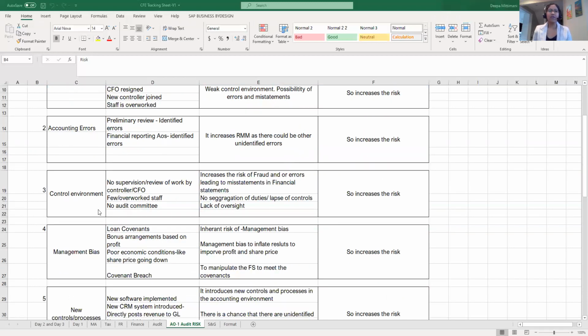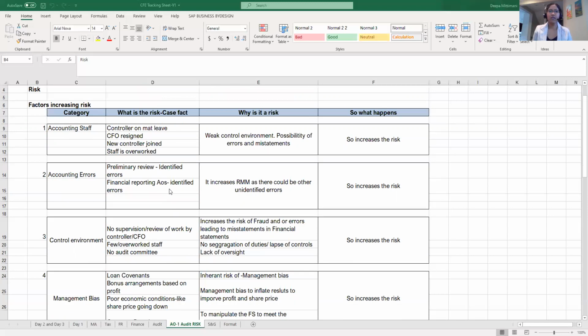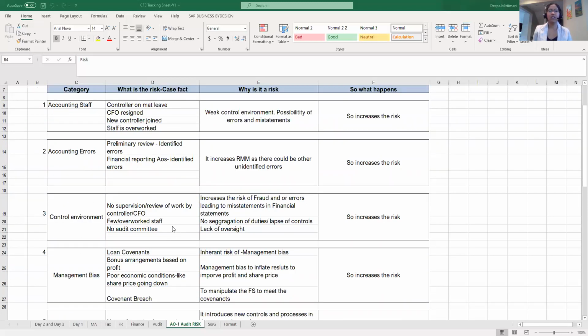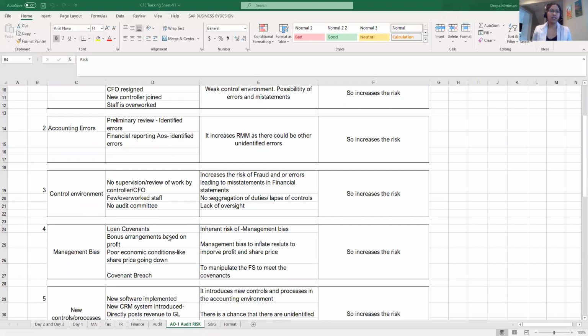The next factor is the control environment. Again, the case fact would be given to you. This is similar to the first one, but there is no change in the team as such. There would be some factors that suggest that the staff is overworked, there is no audit committee, or there is no one who usually supervises. So that increases the risk of fraud.